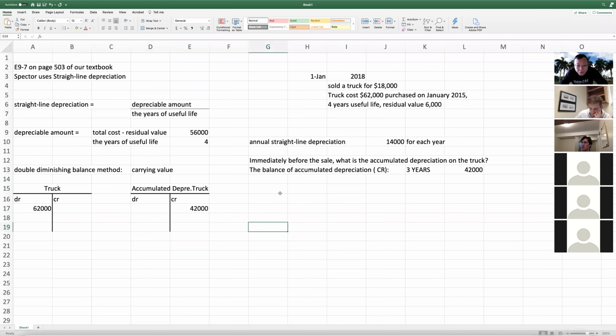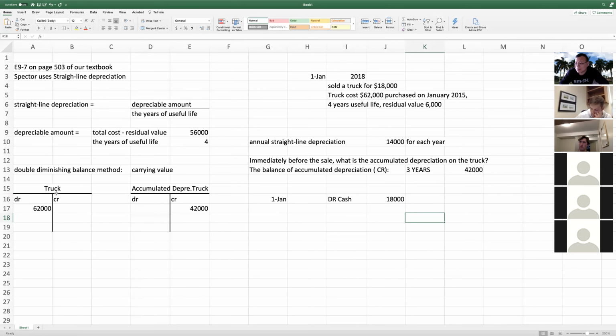So now I sold the truck on January 1st. What should I debit? I received the money, remember? I don't give it out for free. So if you receive money, what's your journal entry? Debit cash. Yeah, debit cash, very good. And you sold it for 18,000, right? So you get cash of 18,000.